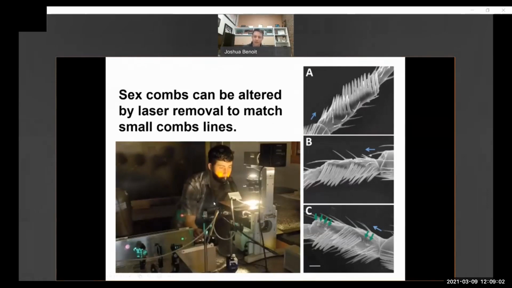He's a former grad student of Mike's using this laser system. And what you can do is you can take the ones that have the high comb, and then here's one that's low comb, and you can blast off the sex combs with a laser and then make them small sex comb flies. And so this doesn't take any genetic manipulation, but then you can test, all right, what is the actual impact of these sex combs?